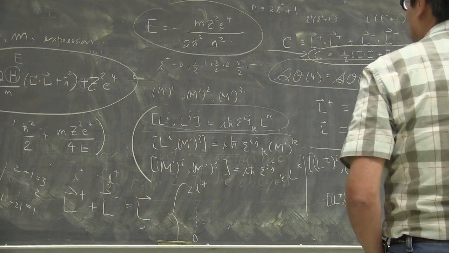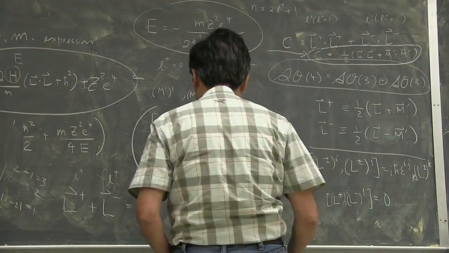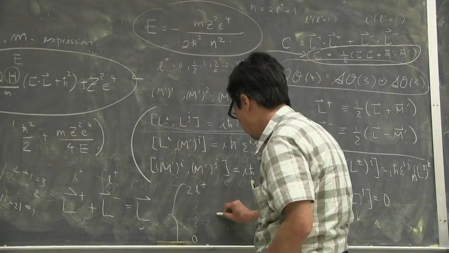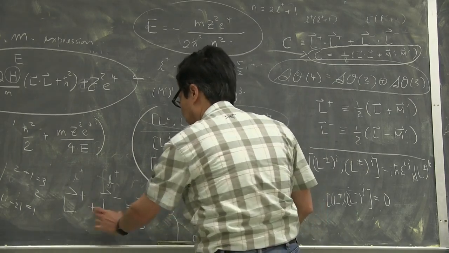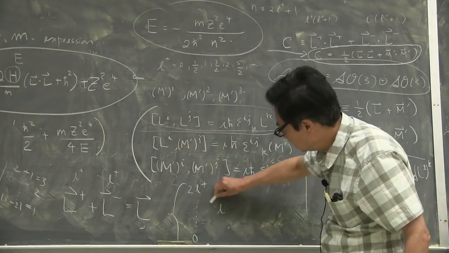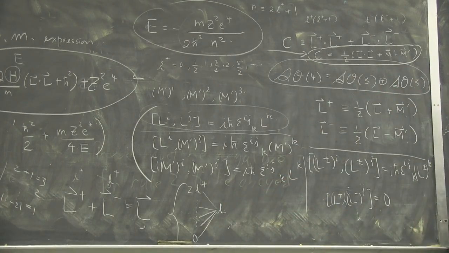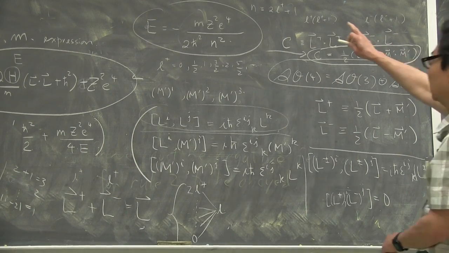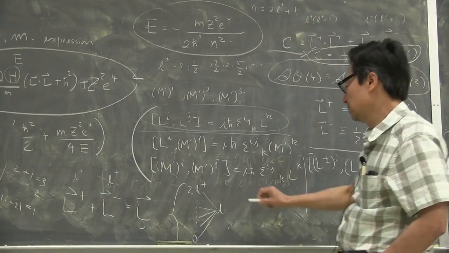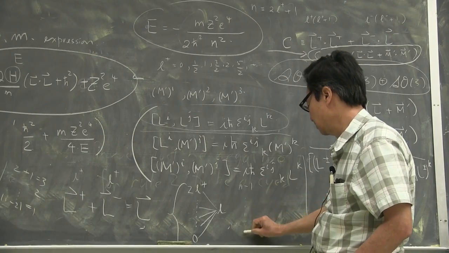So you see, this is L, right? L is the total angular momentum number that comes from the addition of L plus and L minus. So L can assume a bunch of these values, okay? But on the other hand, 2L plus is equal to n minus 1. In other words, L can assume values from n minus 1 all the way down to 0.